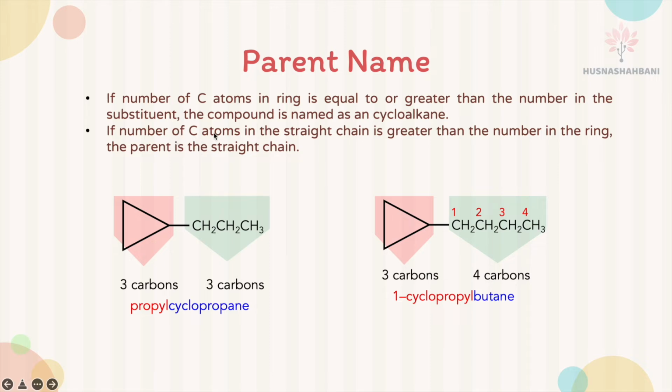If the number of carbon atoms in the straight chain is greater than the number in the ring, the parent is the straight chain. So here if you compare, 4 carbons in total, 3 carbons in the ring and 4 carbons in the straight chain. So the higher number of carbons becomes the parent. The name of the parent here is butane and the substituent is cyclopropyl. So here you put 1-cyclopropyl, because if you change the position of the cyclopropyl to this carbon, it will become 2-cyclopropyl. That's why you have to put the number in front of the substituent.